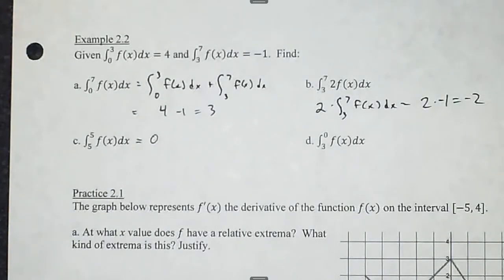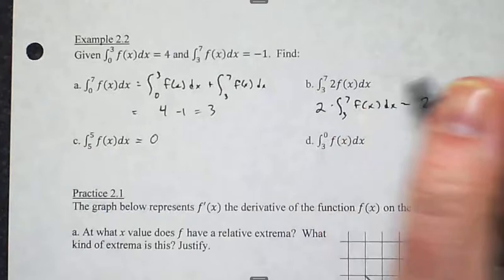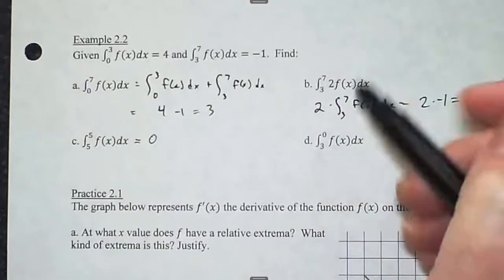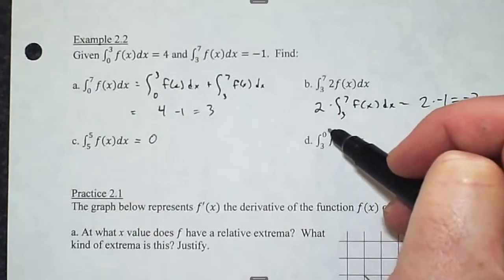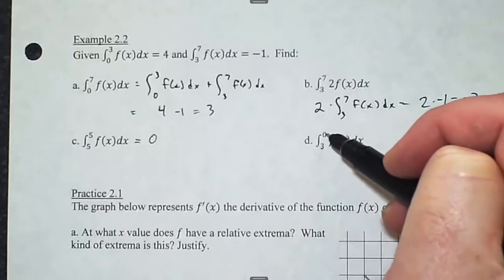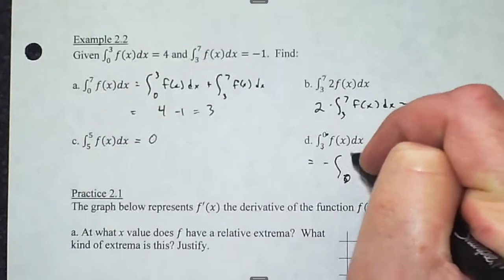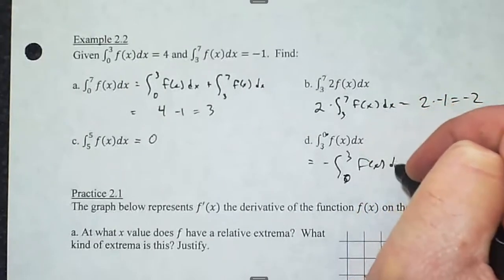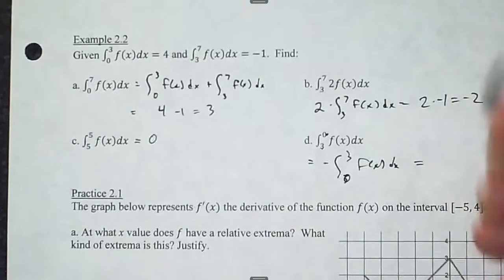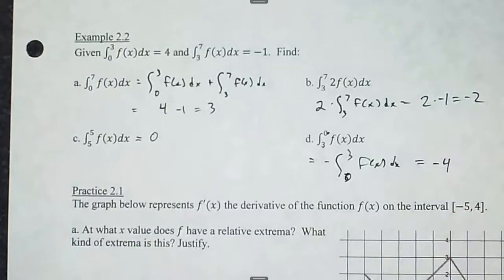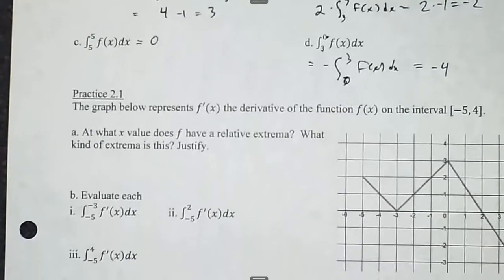Now, the integral from 3 to 0 of f of x dx, that's backwards. That's a backwards integral because usually the small number's on bottom and the big number's on top because it's telling us to start here and go to there. So that's equal to negative the integral from 0 to 3 of f of x dx. So it's actually just negative of our answer, so it's negative 4.